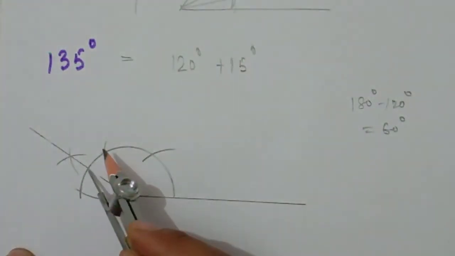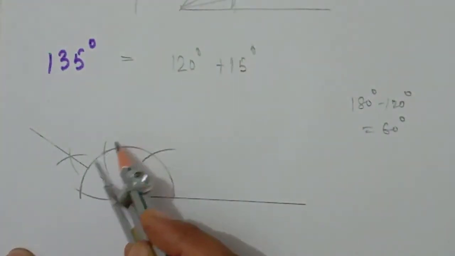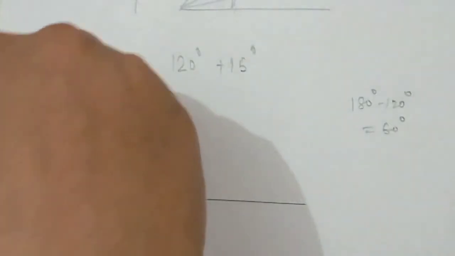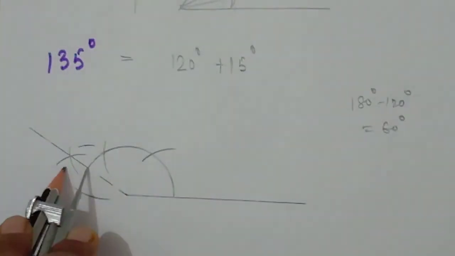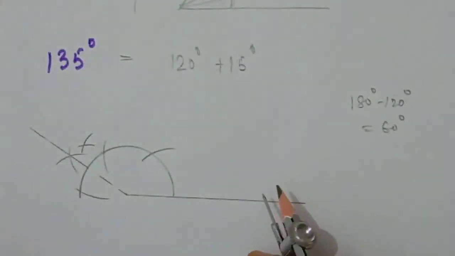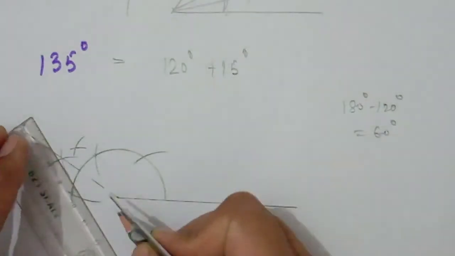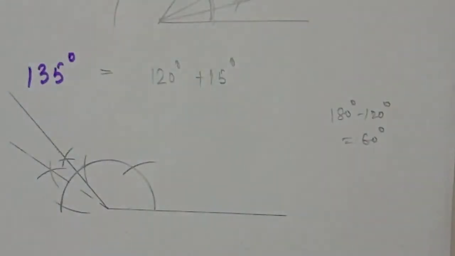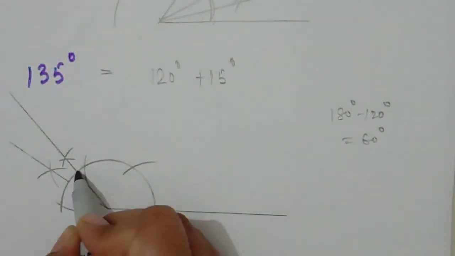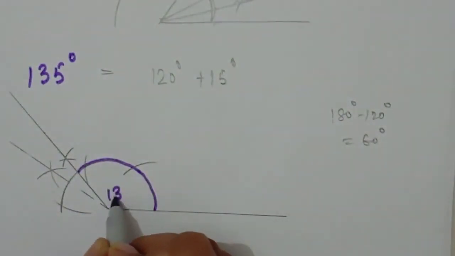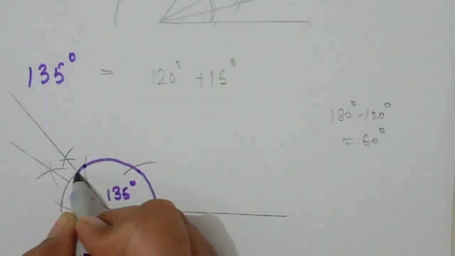So now this is a 30-degree angle, but we want only 15-degree. So again bisect this angle. We will take this as a center and this as a center and draw 2 arcs. This is again the bisector of this angle, and now we will join this. Now this complete angle from this side to this side is 135-degree, this is 120, and this is 15.